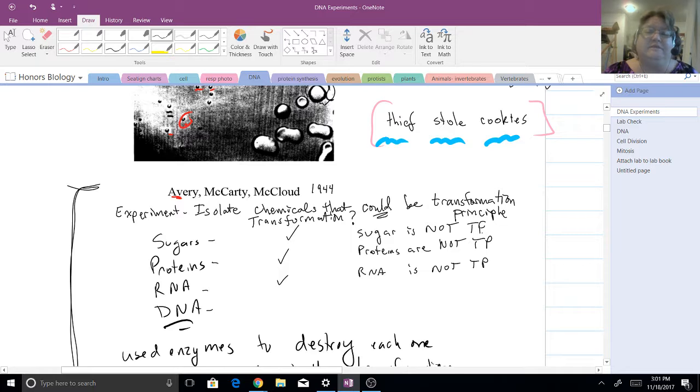And it's only until we get down to DNA. And DNA, if we take it away with enzymes that specifically, my bad, enzymes that specifically are targeting DNA, if we use those enzymes, transformation does not occur. So there was that very excited conclusion that DNA is the transforming principle. And yet there was still this sense of, well, wait, is it really?